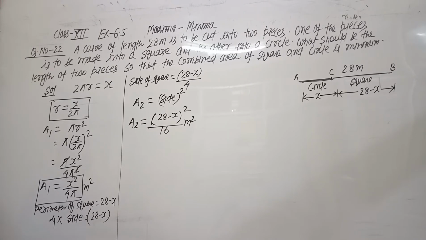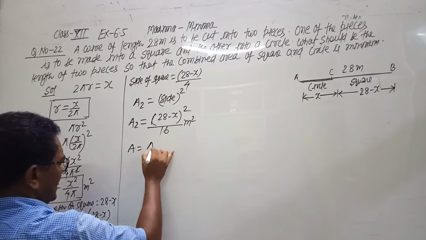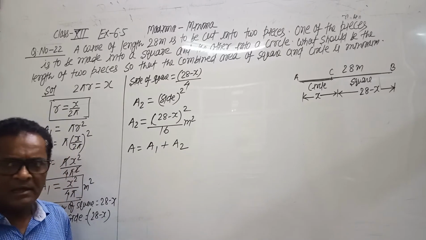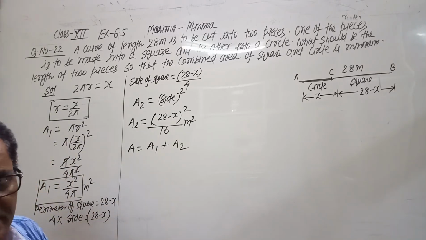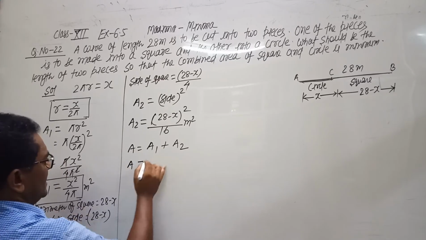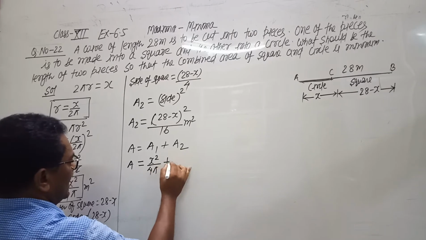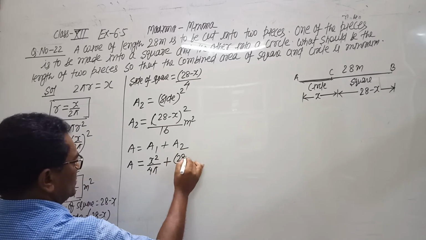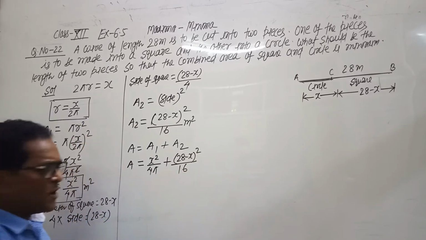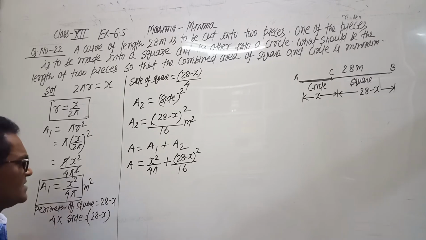Now the combined area A equals A1 plus A2. We have to prove that the combined area is minimum. Put the values of A1 and A2. The value of A1 is x square by 4 pi, and the value of A2 is 28 minus x the whole square upon 16. Now we have to differentiate with respect to x.